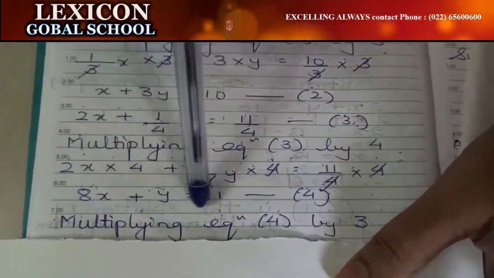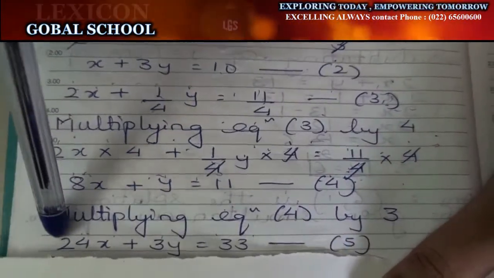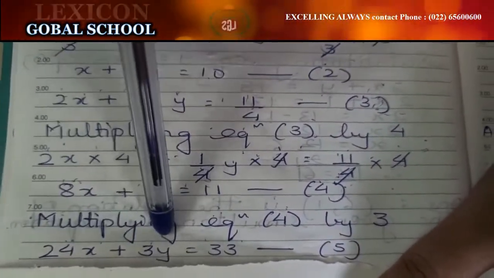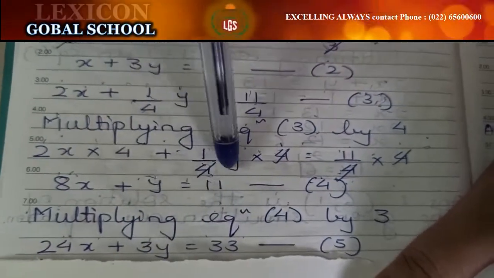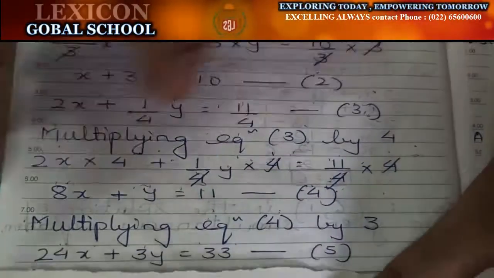Now multiply equation 4 by 3. I am going to multiply it by 3. I will get 24x plus 3y is equal to 11 into 3, that is 33. This is my equation number 5.